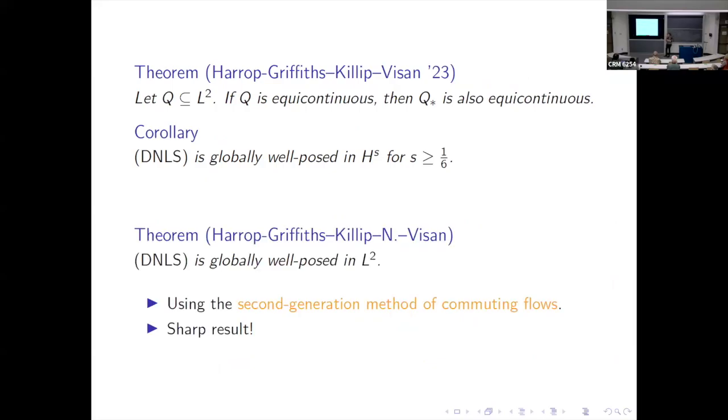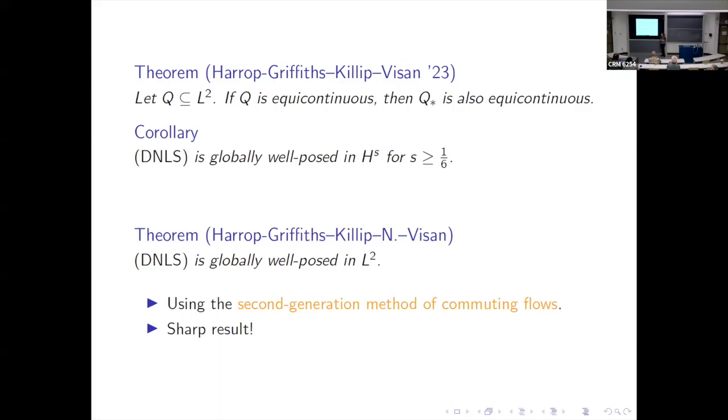And then, emboldened by these advances, we decided to see how far we can go. Can we prove the conjecture? And we did. So we proved that DNLS is globally well-posed in L2. So we do have the best thing that we could hope for. The picture is now complete.